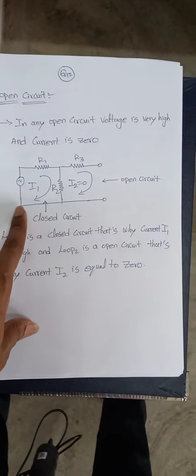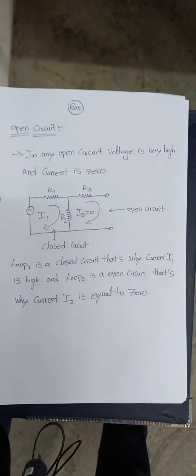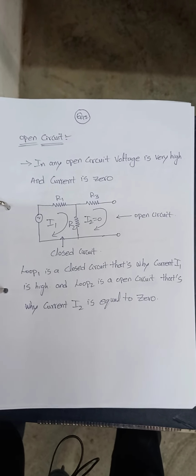So here I have given one network. In that network we have two loops. This one is the first loop and this one is the second loop. The first loop is a closed system and the second loop is an open loop system.